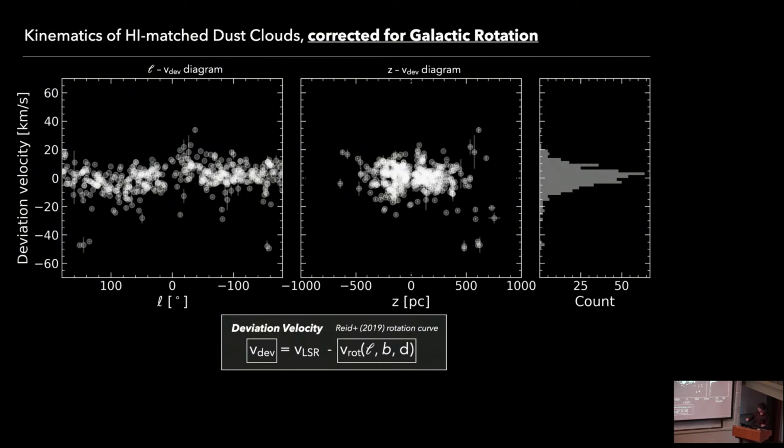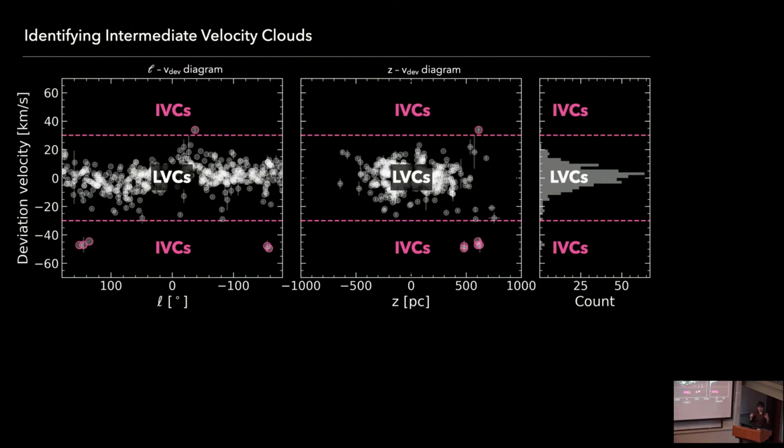And what we see is that there are a few notable outliers of clouds in this space whose velocities are not compatible with rotation. So we define a threshold here of about 30 kilometers a second or so, where we find clouds that are not compatible with rotation. These are our intermediate velocity clouds that are really not moving as we'd expect.